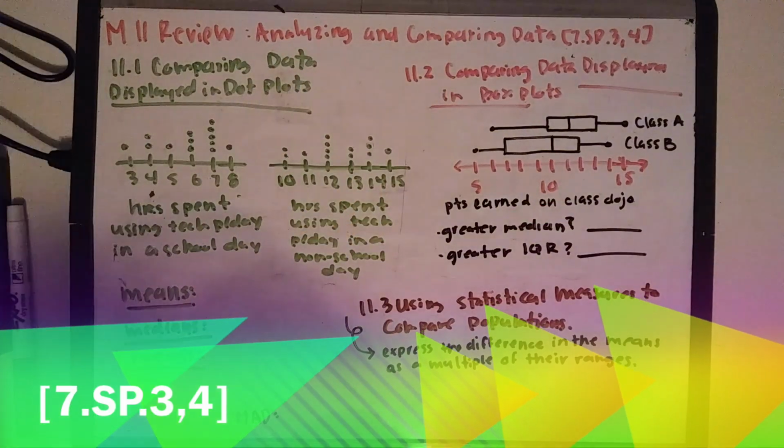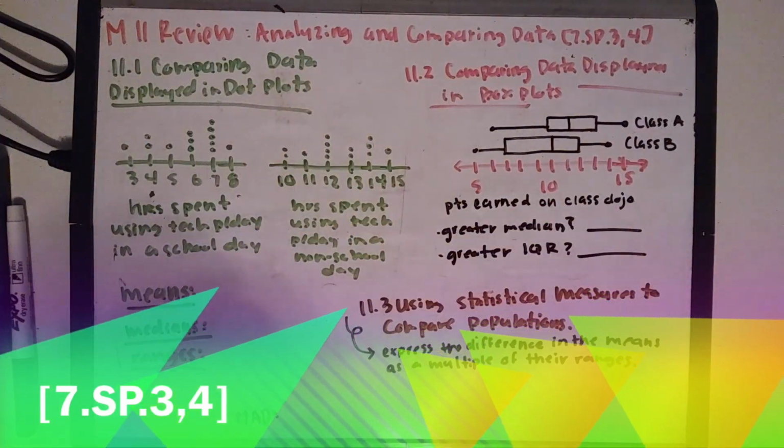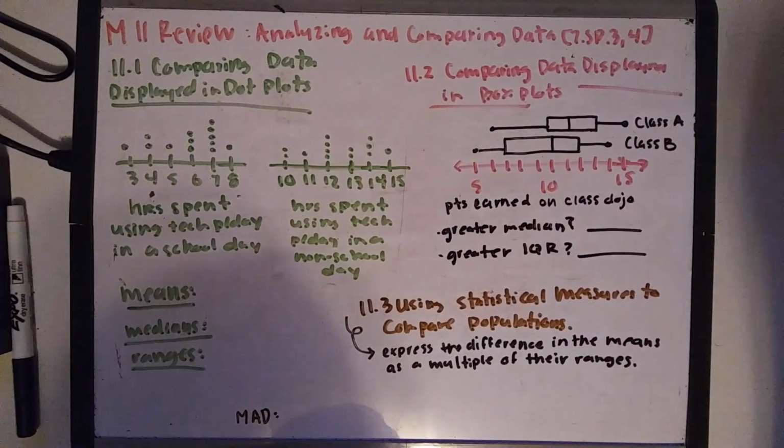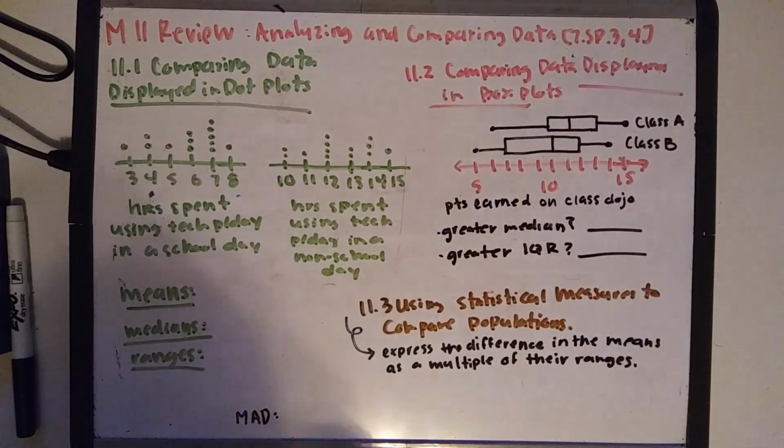Okay, you guys, we're going to quickly review Module 11, analyzing and comparing data. So this one we're going to compare the data displaying both of those as dot plots. So this one is hours spent using technology per day when it's a school day, and this one is when it's not a school day.